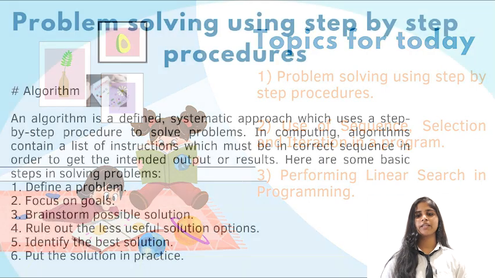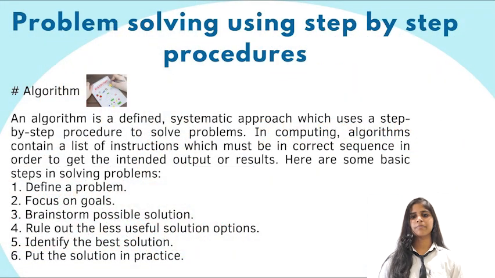Coming to our first topic, that is problem solving using step-by-step procedures. So what is an algorithm? Algorithm is defined as a systematic approach which uses a step-by-step procedure to solve problems. In computing, algorithms contain a list of instructions which must be in correct sequence in order to get the intended output or results.